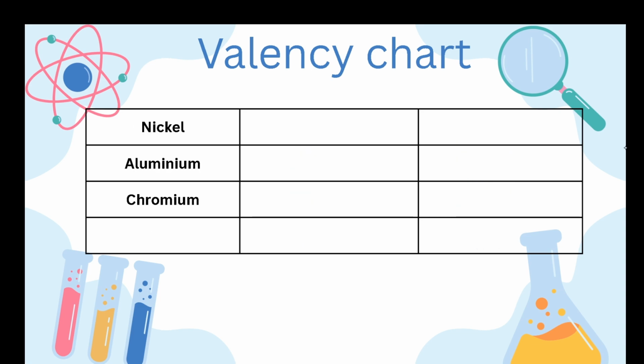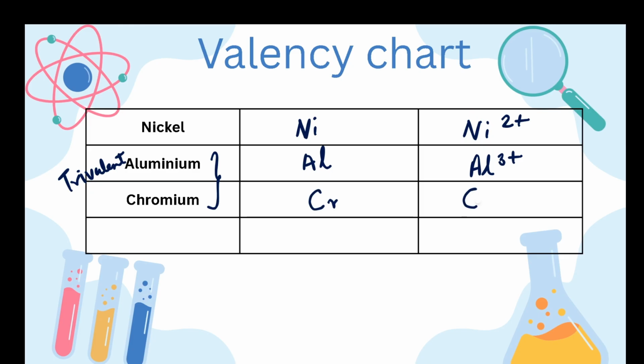Very, very important. Then nickel also, it is Ni, and here also valency is 2 plus. Now aluminium and chromium, they show a valency of 3. So they will be classified as trivalent. Okay, trivalent meaning showing 3 valency. So aluminium is Al and its valency will be 3 plus. Chromium is Cr and its valency will be 3 plus.